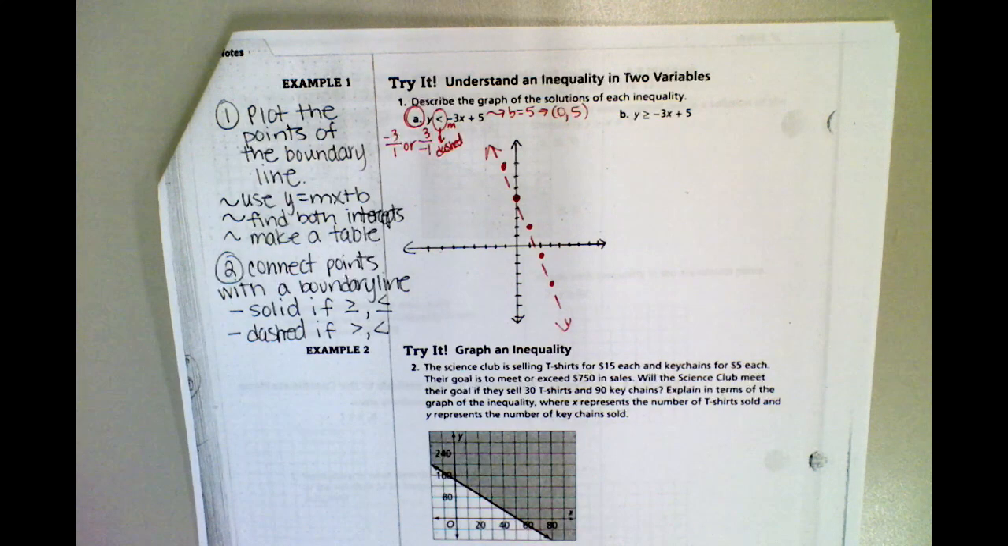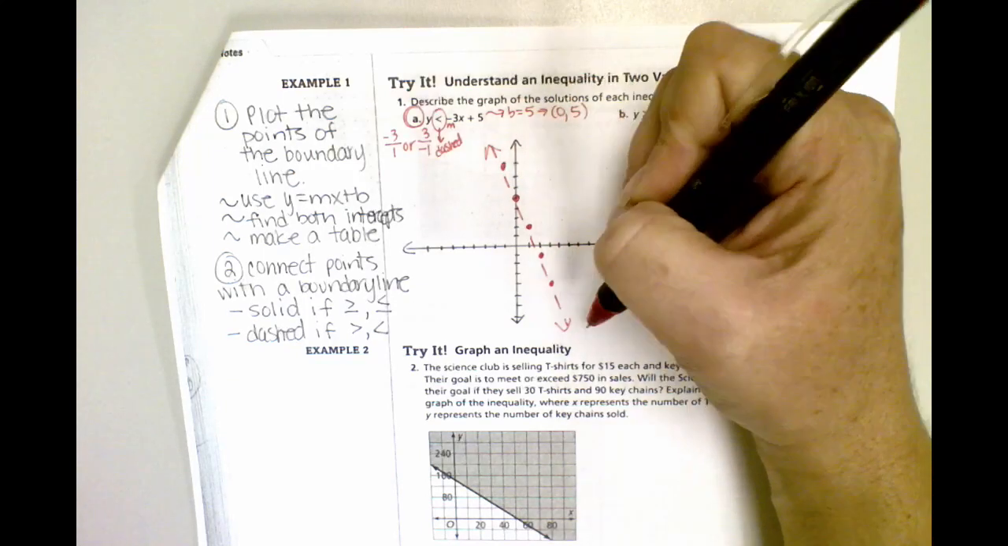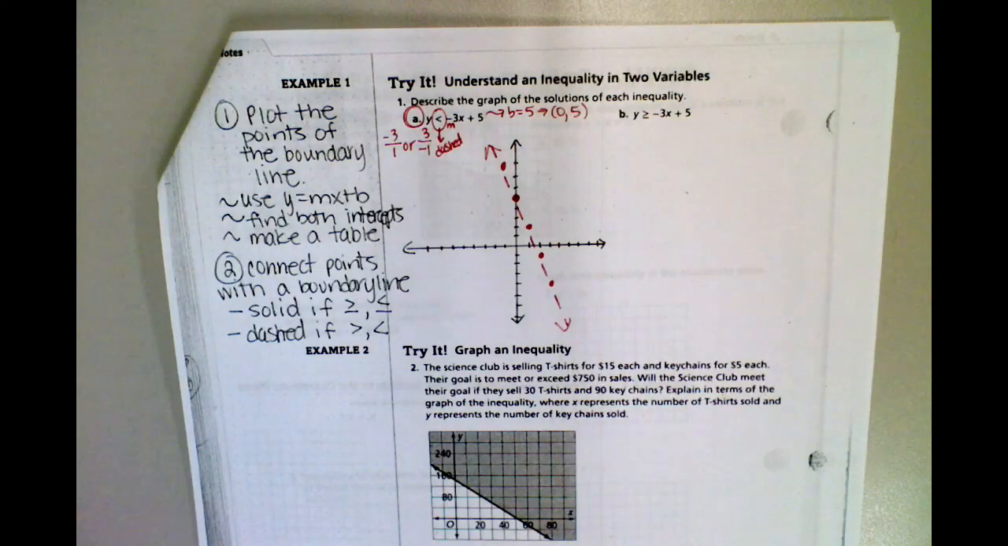This is very similar to what we did earlier this year when we had open circles and closed circles on the number line. An open circle meant don't include that value. A dashed boundary line means don't include the points that are actually on the line.